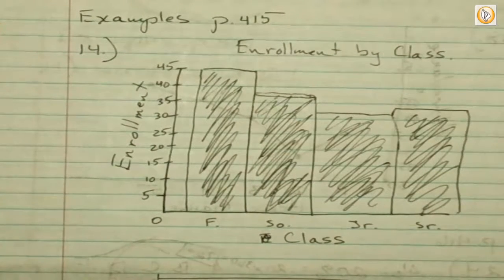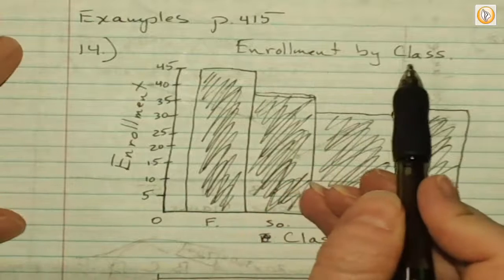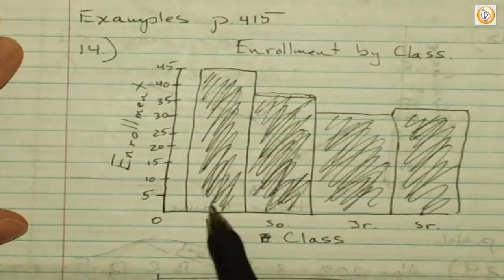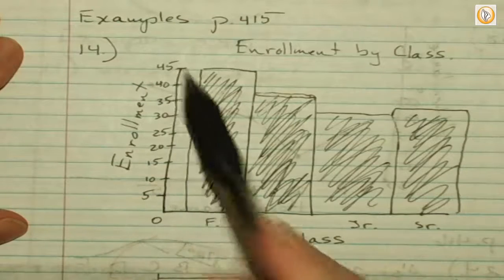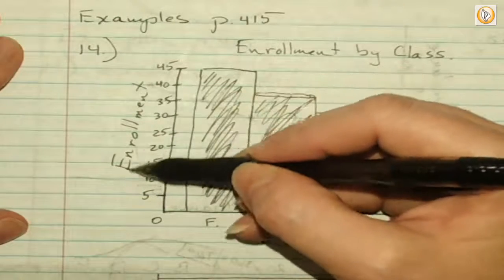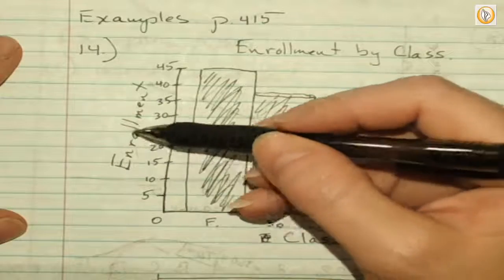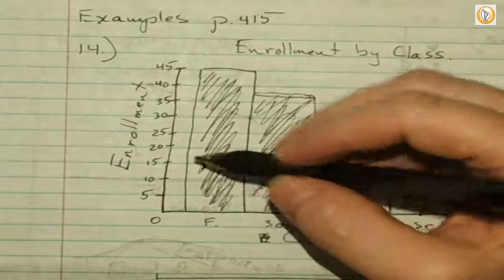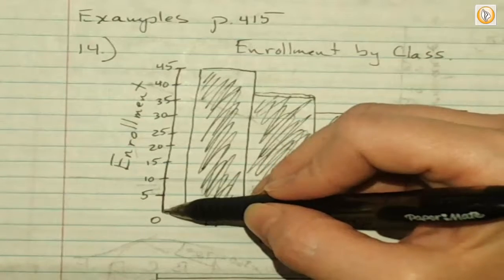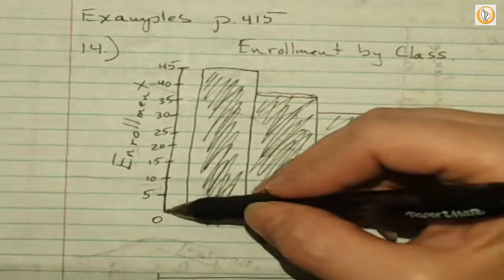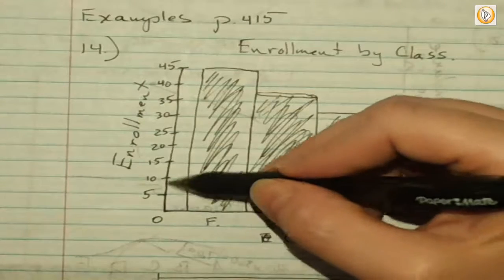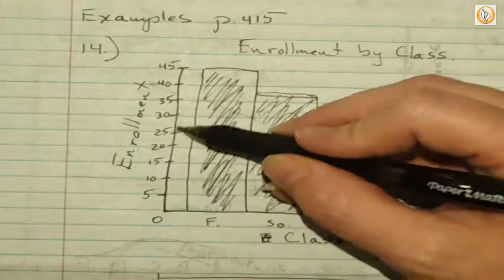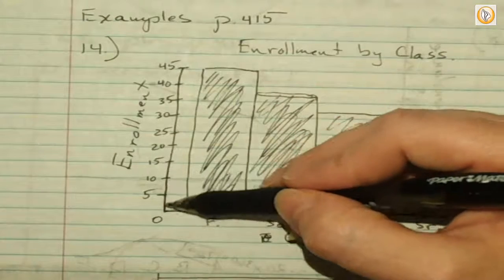So you write this on your paper. Here's my title, enrollment by class. I drew the two axes, the horizontal and vertical. Here's my enrollment, because it says right there in your book, enrollment, and it said increments of 5. I started at 0. Does everyone see that? And I went 5, 10, 15, 20, 25, 30. That's what increments of 5 mean. Oh, I get it. Okay, does that help?